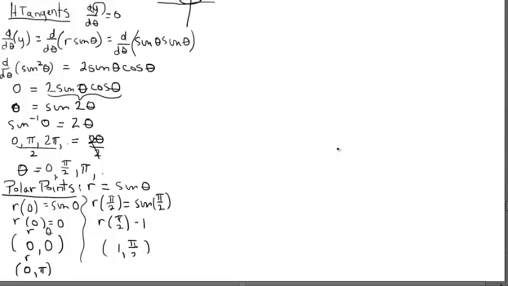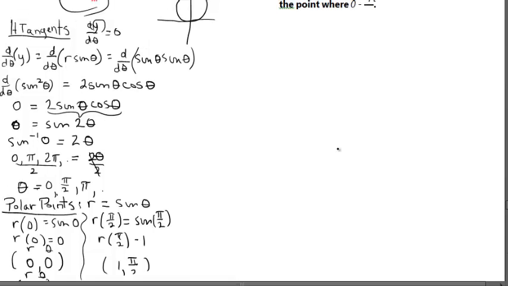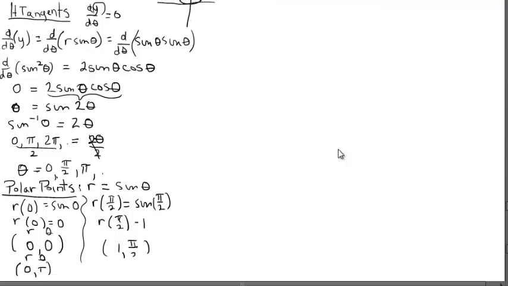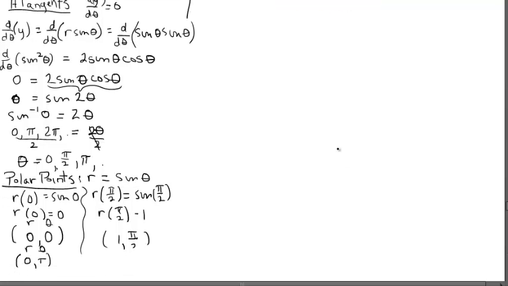That's another polar point. Think about sketching pi. So pi puts you on the negative x-axis. However, since the radius is 0, you're not moving off of it. So this is actually an equivalent point to (0, 0), the origin. So we've found two polar points where we have horizontal tangents, and that matches up with our diagram. Okay, so that's horizontal tangents.